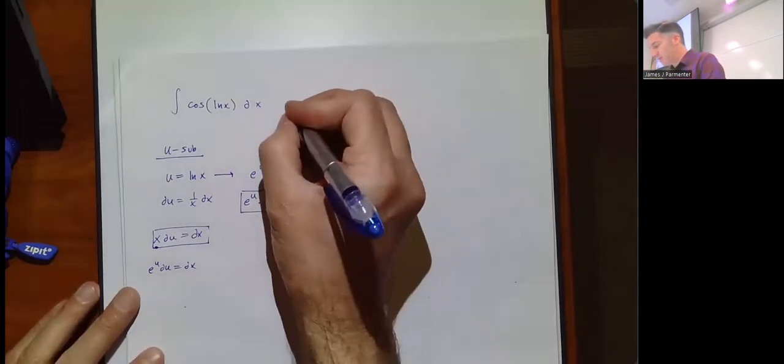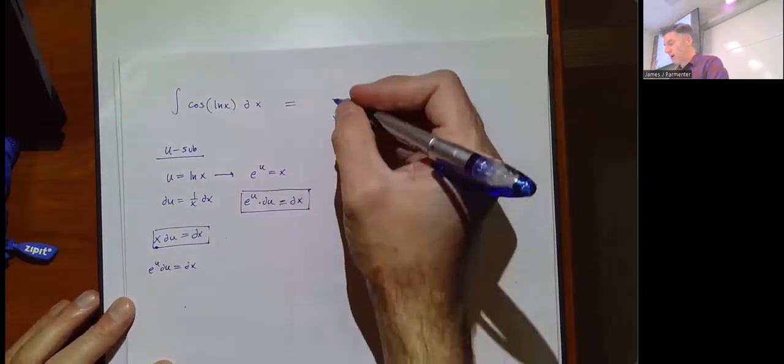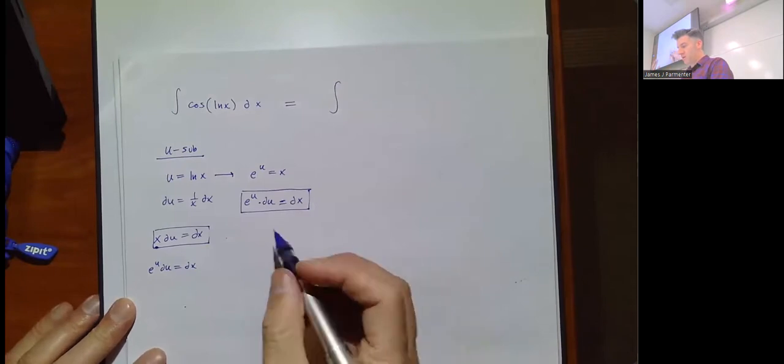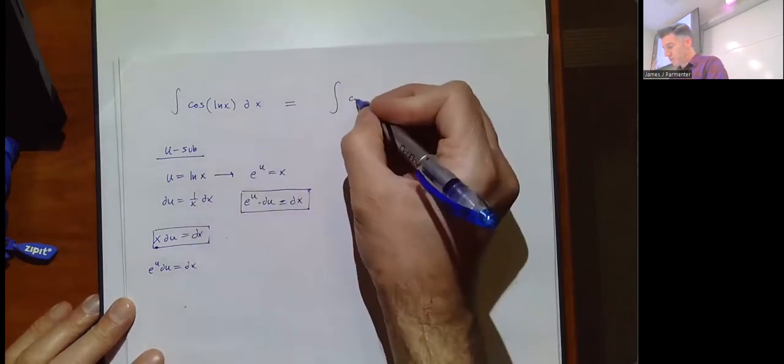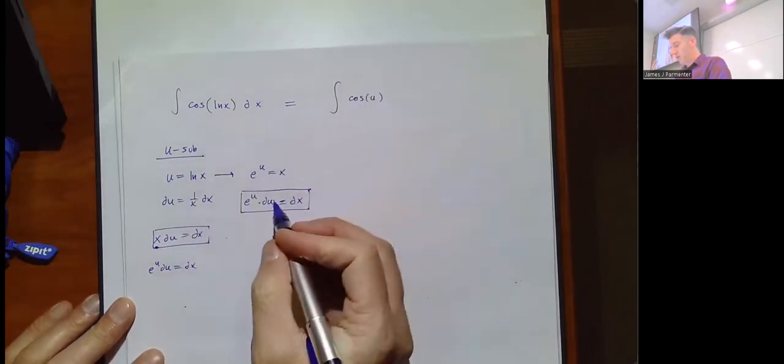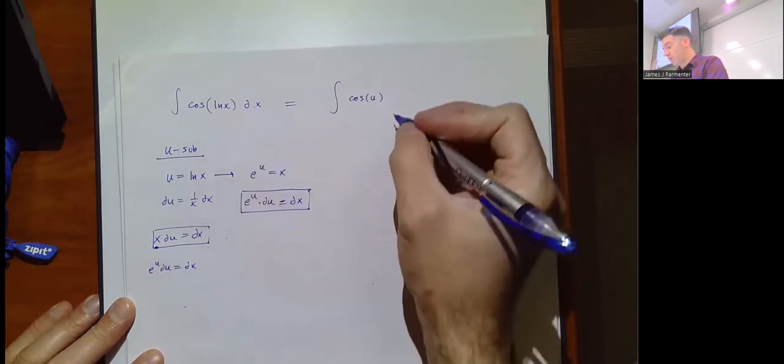In either case, this is going to become the integral of cosine of u, and then dx is equal to e to the u du.